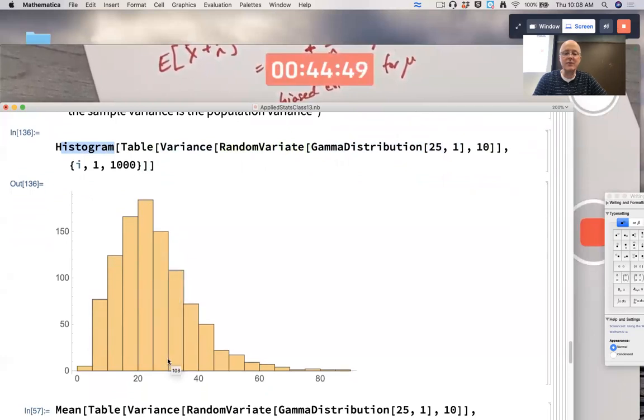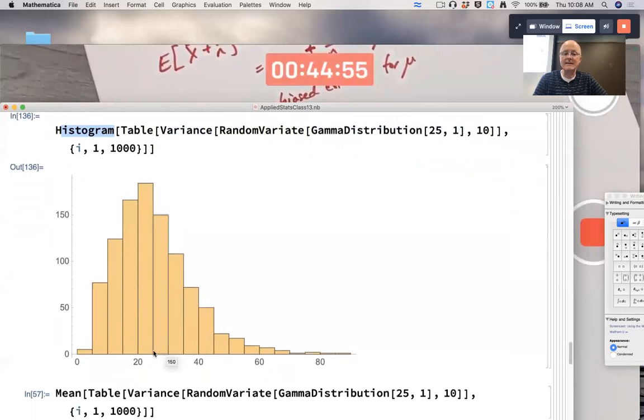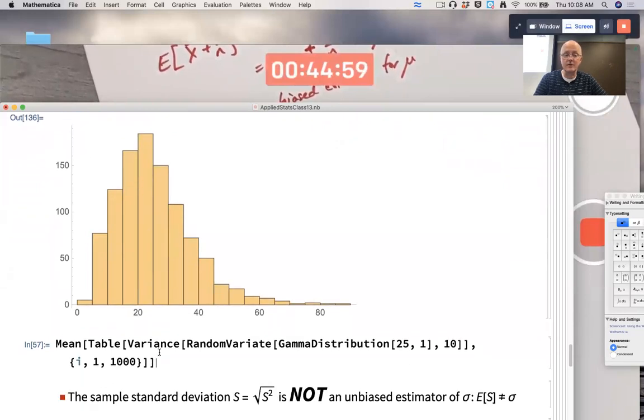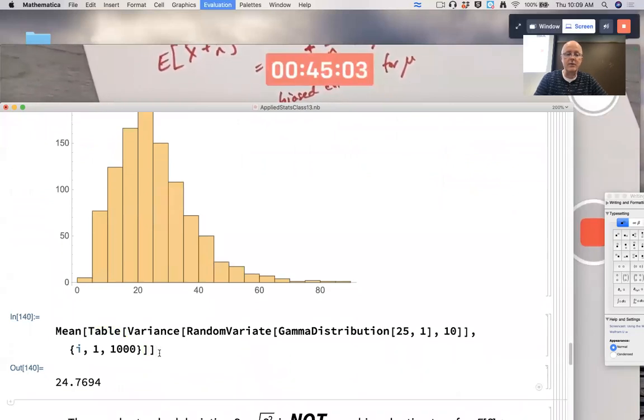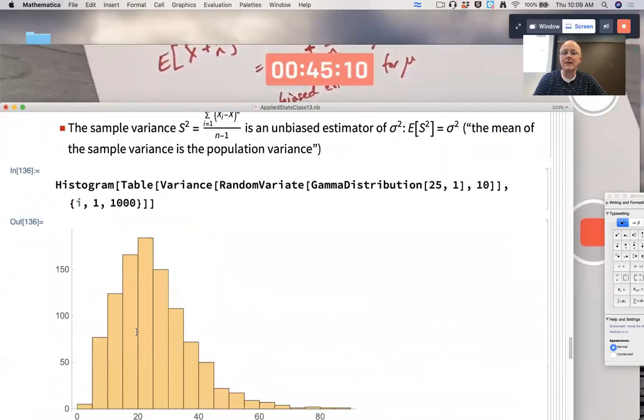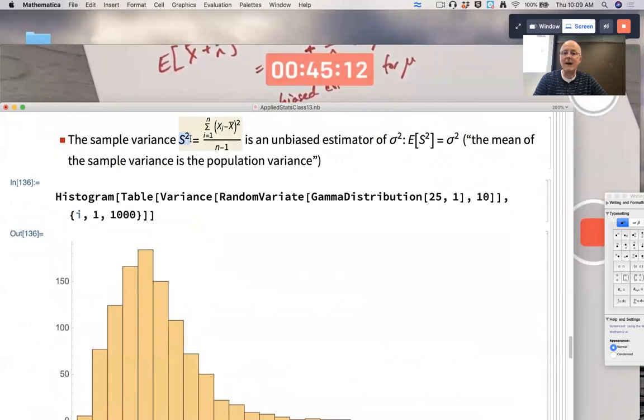It's not centered on 25 because it's not a symmetric distribution, but because of the right skew here, it shouldn't be surprising. Excuse me, the mean should be 25, close to 25. And if you compute a bunch of values for means, yes, they are all pretty close to 25. I'm taking the mean of a variance, the expected value of s squared, and it equals sigma squared.